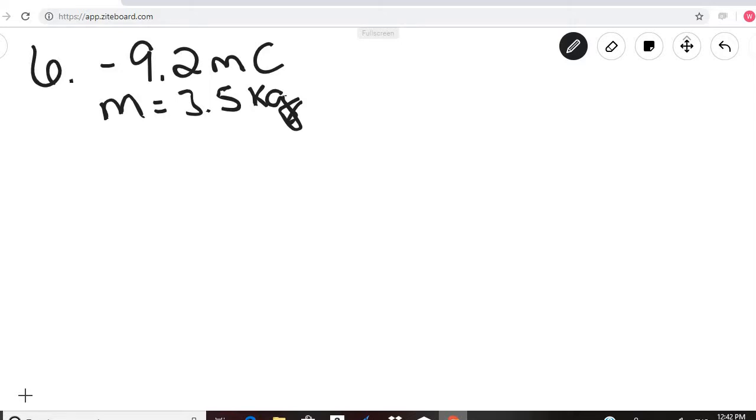And it is placed 75 centimeters away from a fixed charge that is 2.5 times 10 to the negative 3, 2.5 millicoulombs. So it's a positive 2.5 millicoulombs. And if the particle starts at rest, how fast will it be moving after it has traveled 25 centimeters?